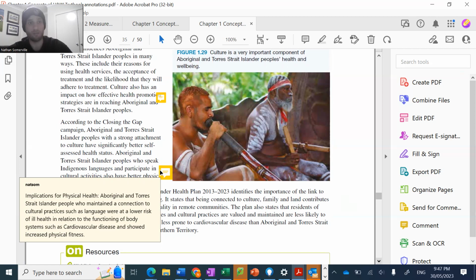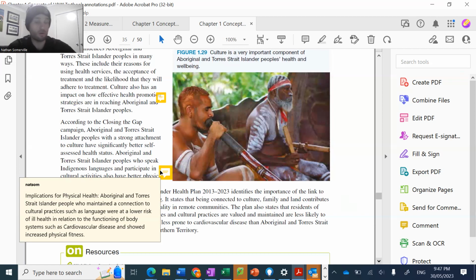It could be things like eating bush tucker, traditional hunting practices. All these sorts of things can contribute to physical health. So retaining culture and maintaining culture through different practices has an effect on all dimensions of health. And this is just an example of how it affects physical health.